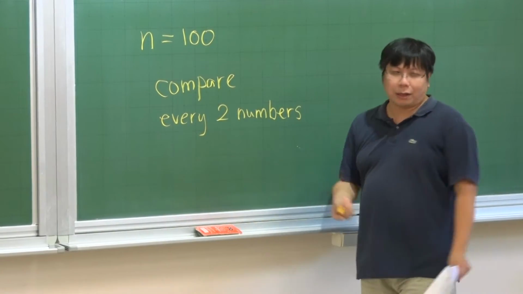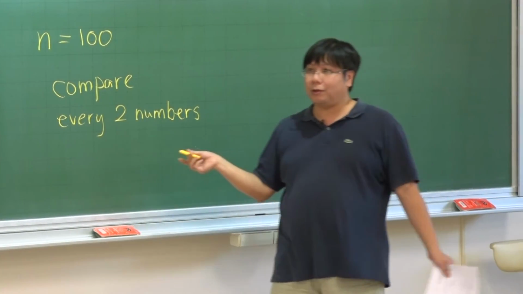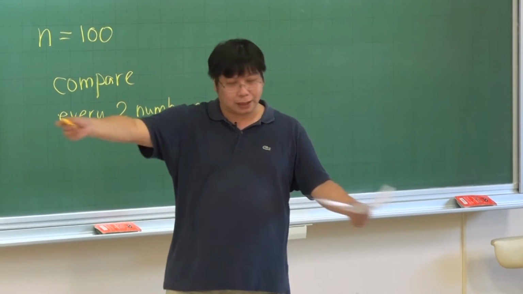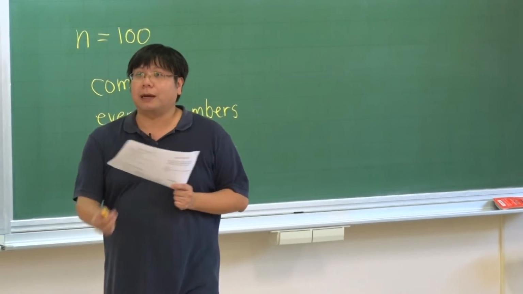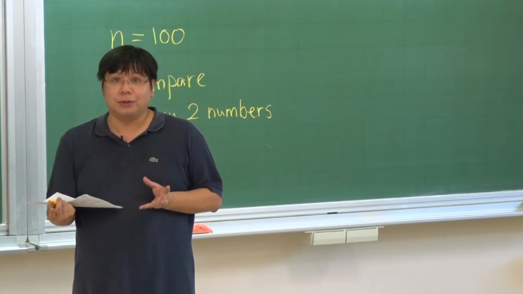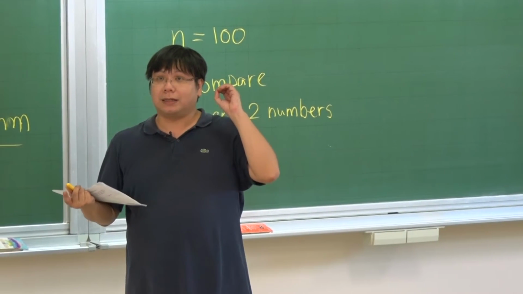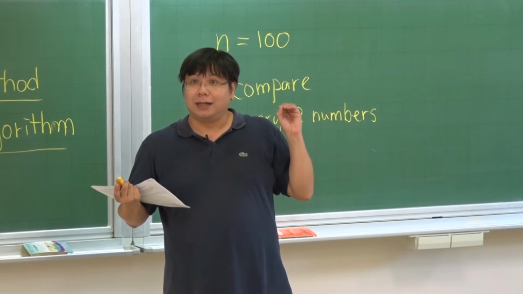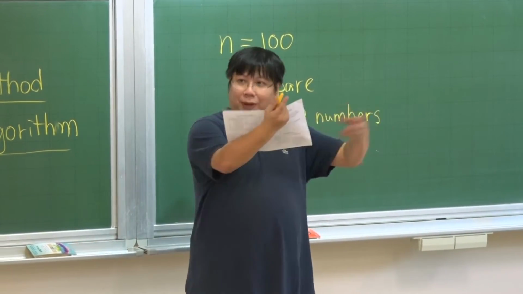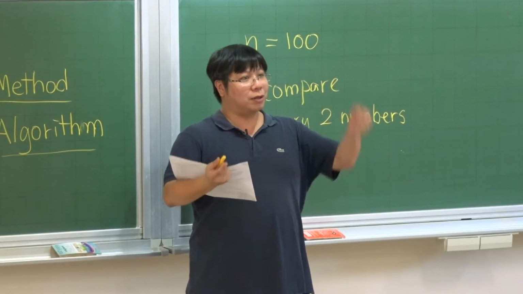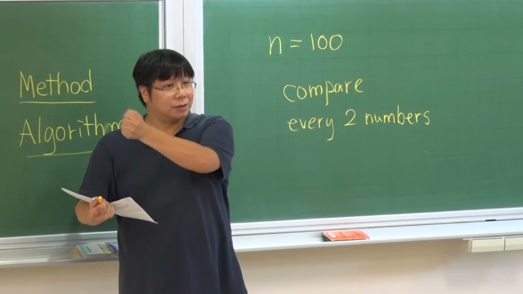Does it work? So compare every two numbers. We still do not show how we should do next. We have just the comparison. But then after we compare every two numbers, then what can we do? We can find out which number is the smallest one. If a number is being compared and it is the smallest one each time, then it is the smallest one.